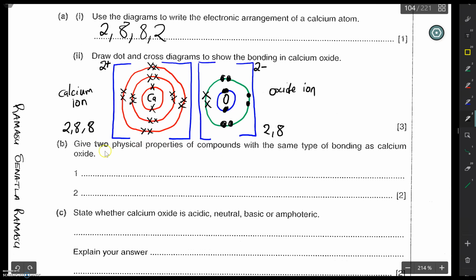Part B says give 2 physical properties of compounds with the same type of bonding as calcium oxide. The 2 physical properties of ionic compounds are that they have high melting and boiling temperatures.